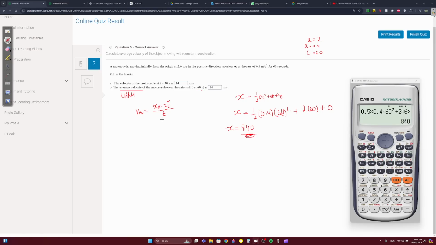Now we want velocity. So it's going to be 840, x final minus x initial. Since x initial is 0, we just write 840 as the x, divided by the time, which is 60 seconds. So 840 divided by 60 is 14.